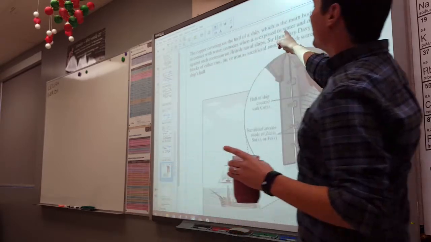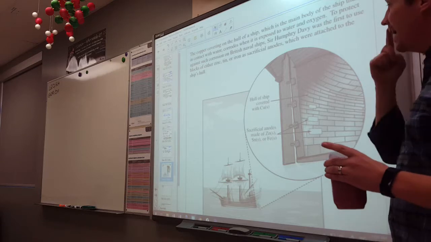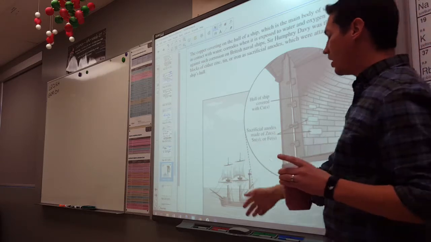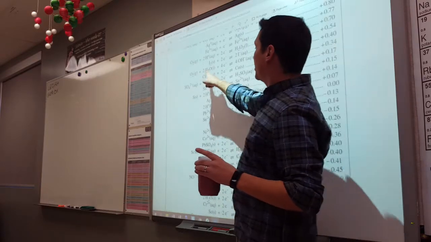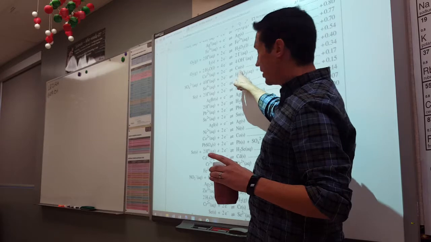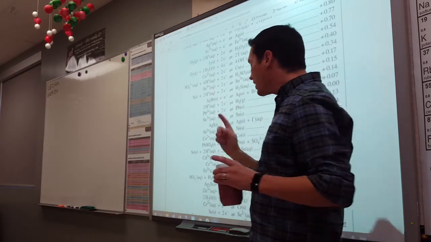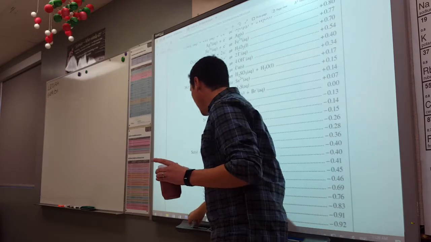The copper covering on the hull of a ship, which is the main body of the ship that is in contact with the water, corrodes when it's exposed to oxygen and water. Do you agree that oxygen and water can corrode copper? Yes, that will make a spontaneous reaction.